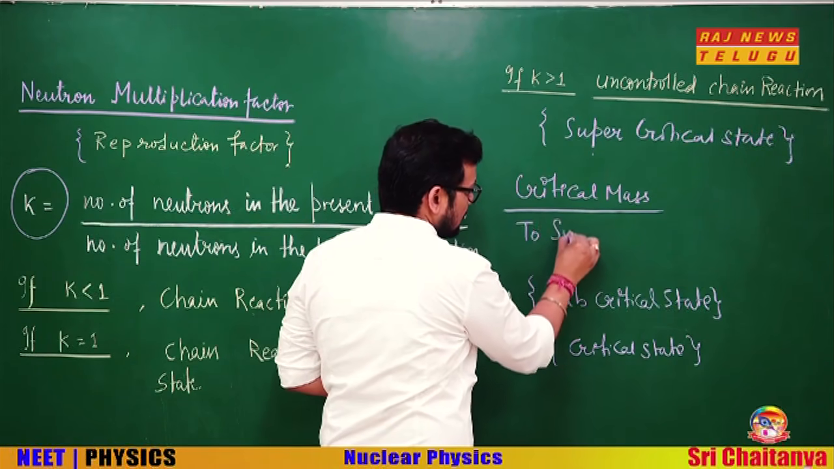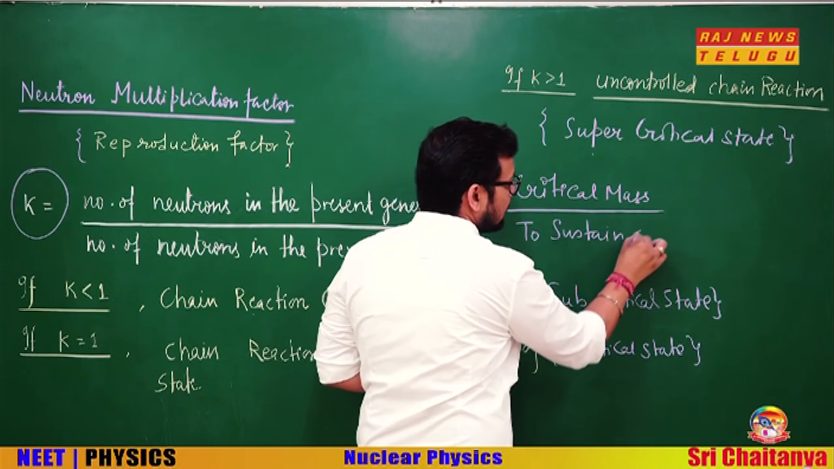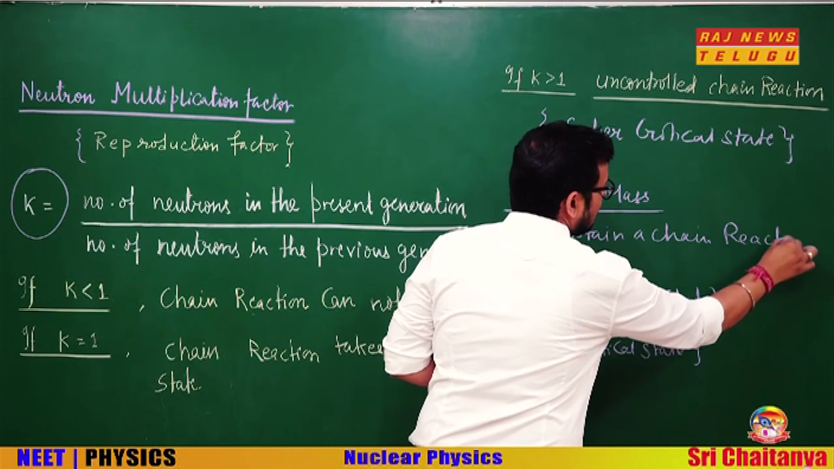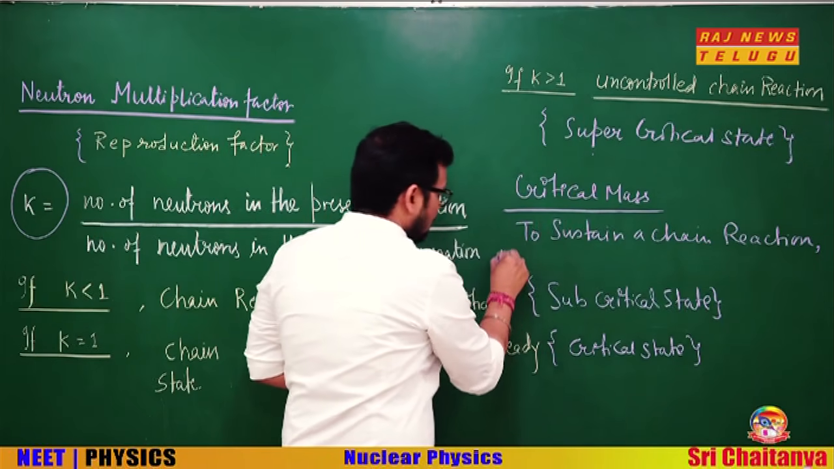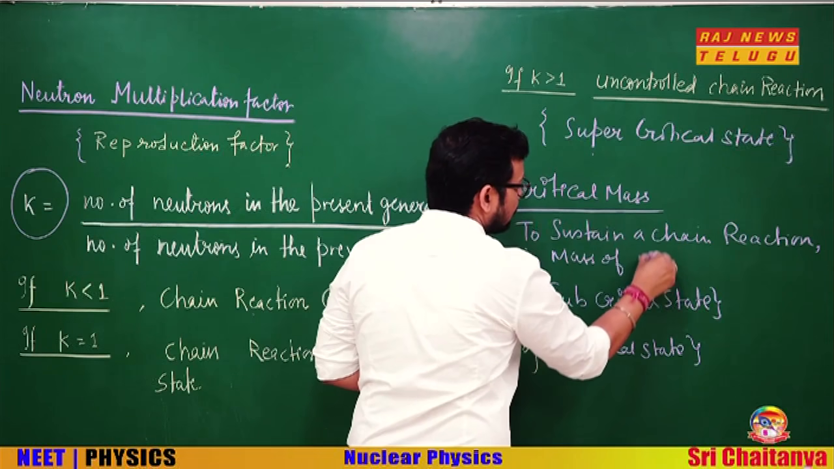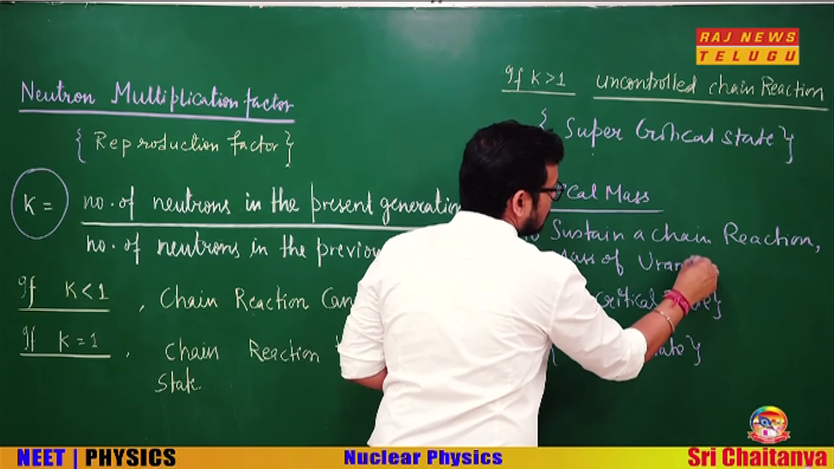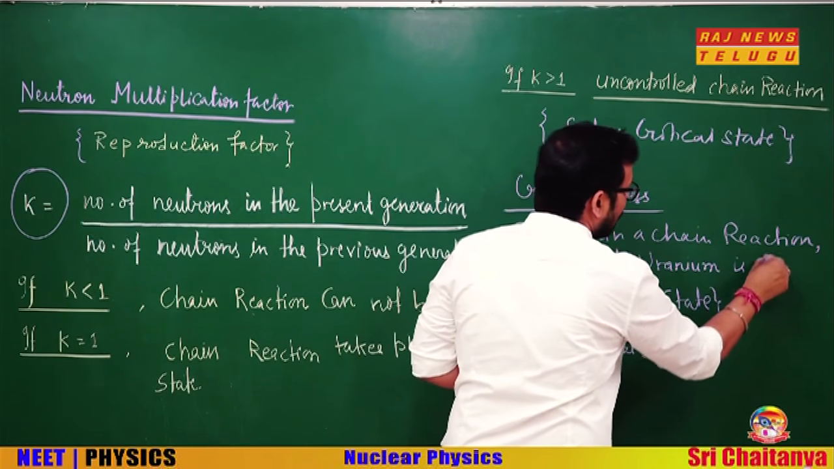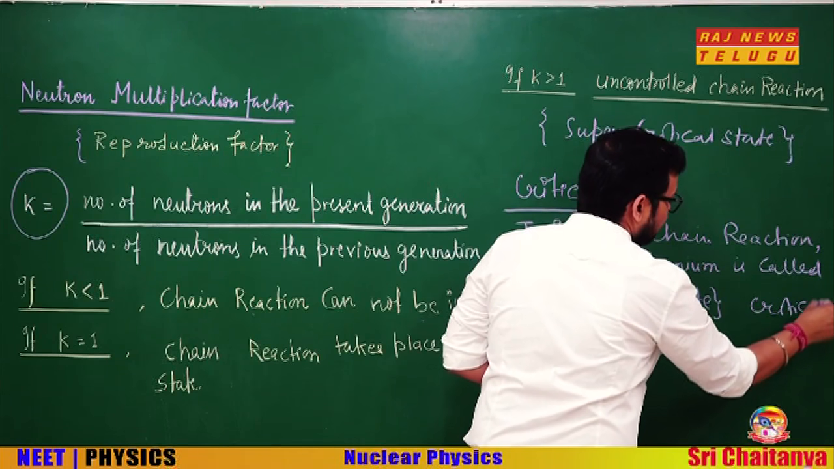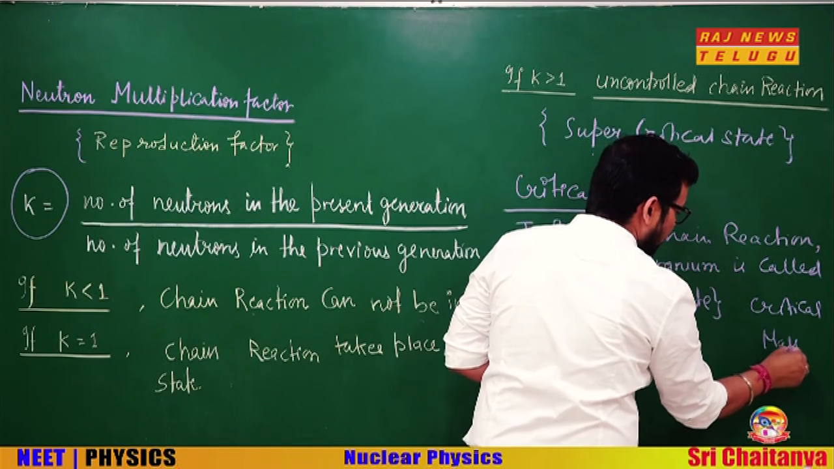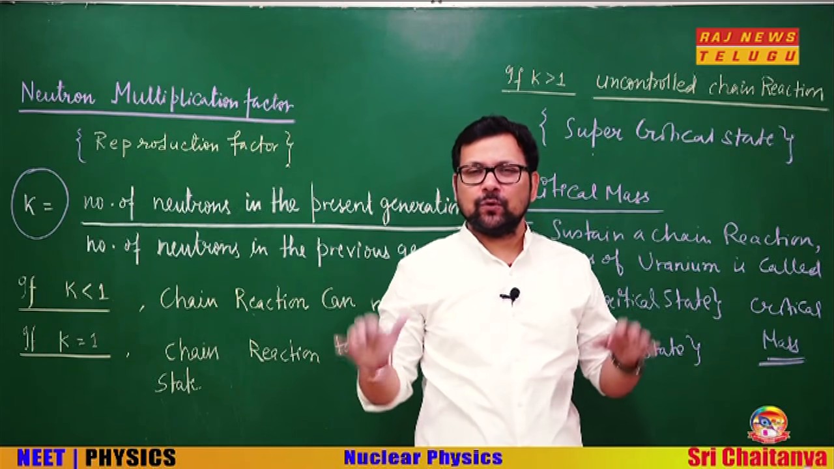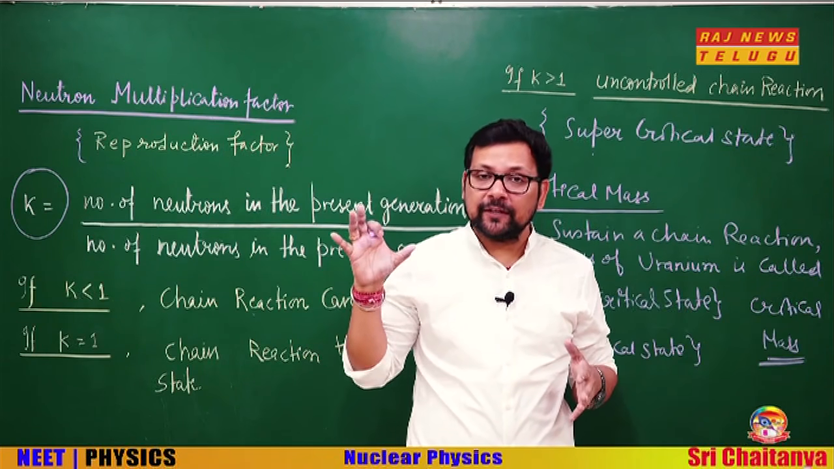To sustain a chain reaction, the minimum mass of uranium is called critical mass. Let me tell you, this is very important as far as the conceptual objective questions are concerned. These are the only data, but they must be in your mind.